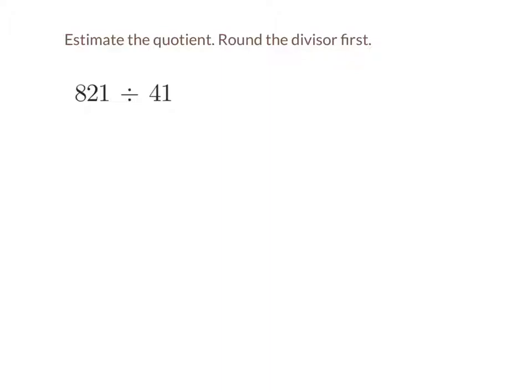The directions say to estimate the quotient, but to round the divisor first. Go ahead and write this problem in your math notebook. 821 divided by 41. If it tells me to round the divisor first, which number are they talking about? 821 or 41? 41. We could say that 41 is pretty close to what number? 40. Okay. Now that we've rounded the divisor first, let's round the whole. 821 is pretty close to what number that's easily divisible by 40? Everyone? 800.